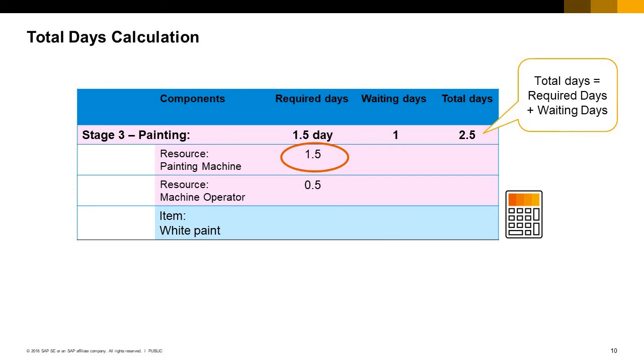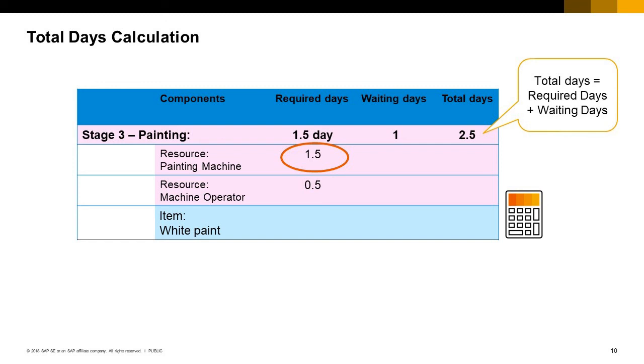There are several calculation fields in the production order that provide information about times in production. This training covers a few of them. This is an illustration of a stage in our bill of materials, the painting stage. For each resource row there are calculated required days. The required days of the stage is the maximum required days value of all resource rows in the stage.